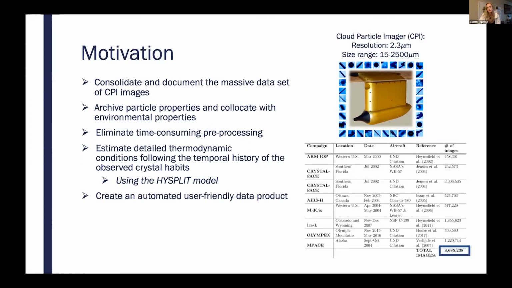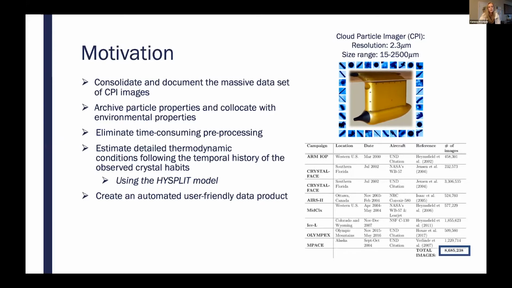And so our end goal here would be to create an automated and a very user-friendly data product, specifically in the form of a database, something kind of like what's seen to the right here. And this database would have great filtering capabilities to it. So something filtering based off of not only the campaign or geographical location, but perhaps a specific particle type or environmental growth regime or temperature.